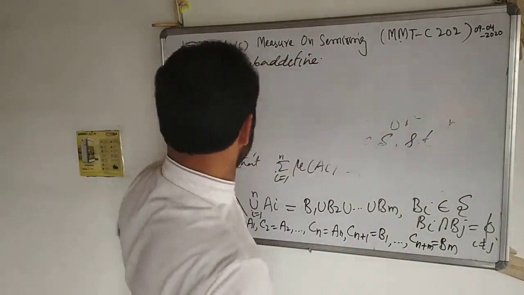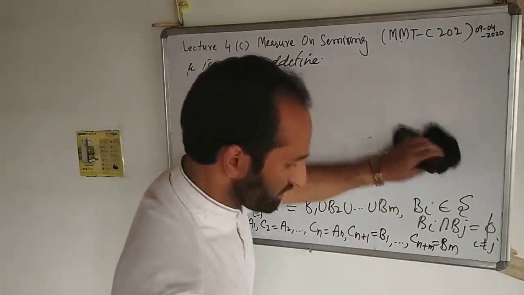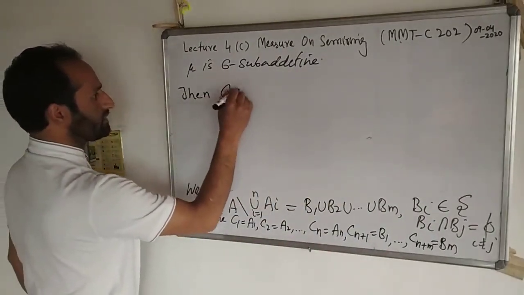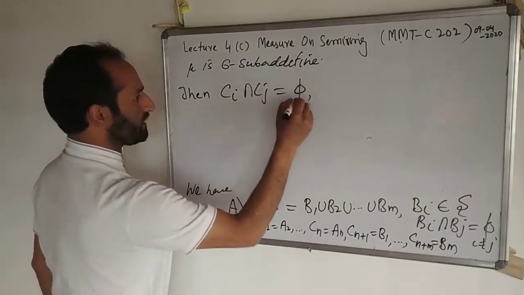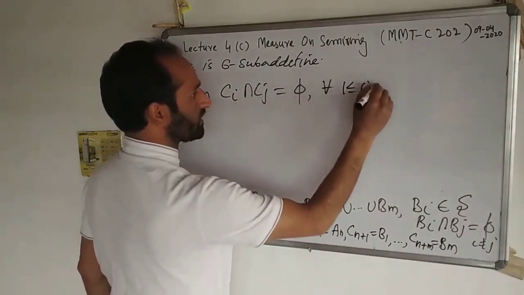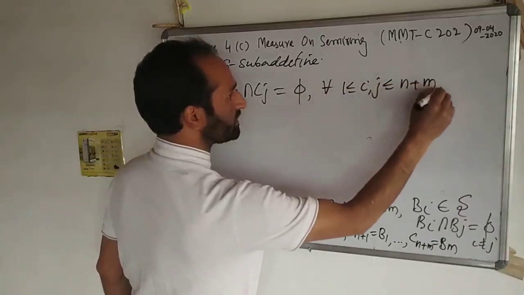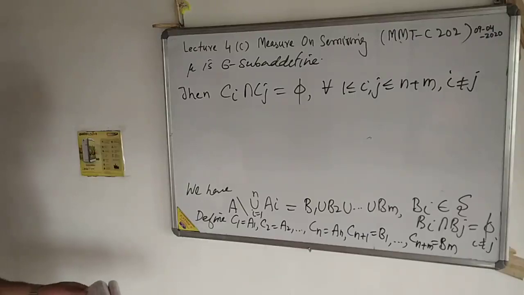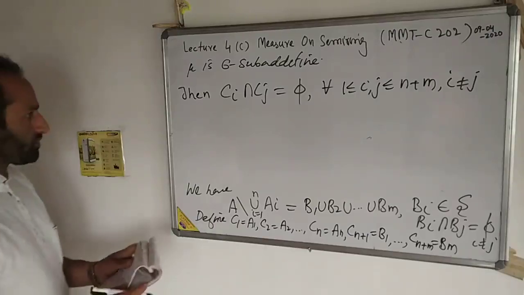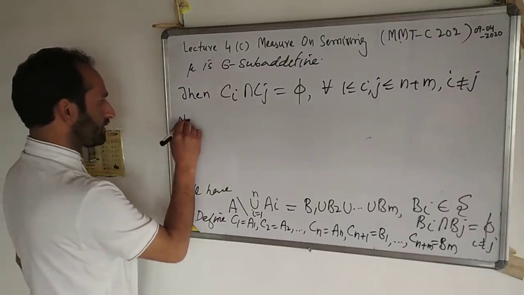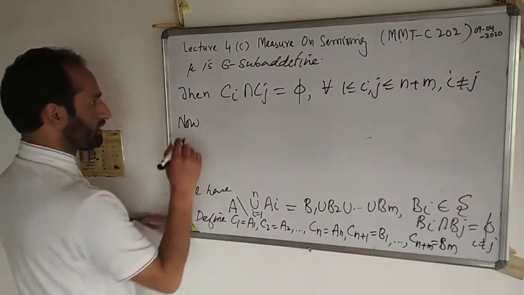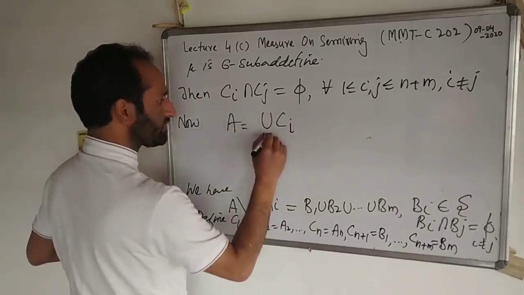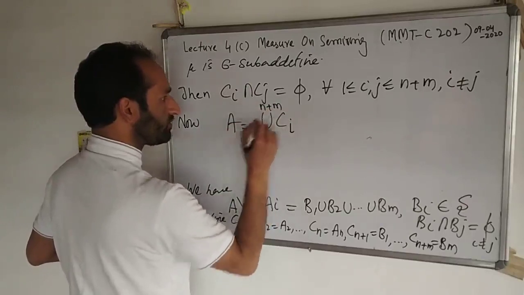So these n plus m sets satisfy Ci intersection Cj is phi for all 1 less than or equal to i, j less than or equal to n plus m with i not equal to j. Now we have A equal to the union of Ci, I runs from 1 to n plus m. You can easily verify it.